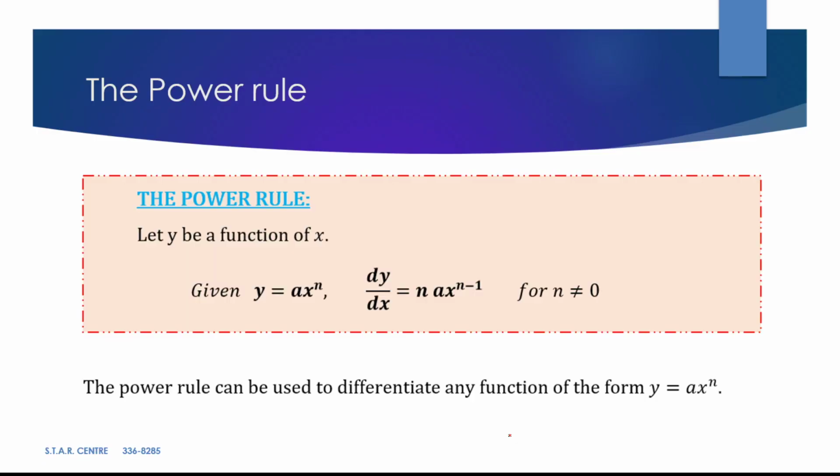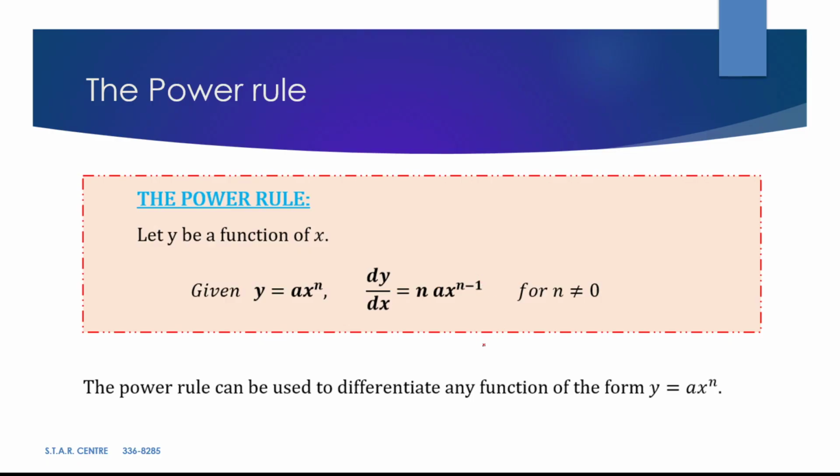Basic derivatives. The first one is the power rule. If y is a function of x and it is written in this form, y equals ax to the power of n, then to differentiate that, we have dy dx equals n ax to the power of n minus 1. So really what we did here is that the value we have as a power in our original function comes to the front and is multiplied, and then we subtract 1 from that power.